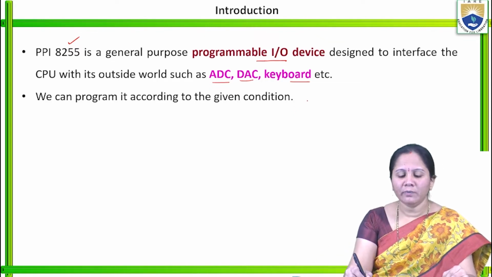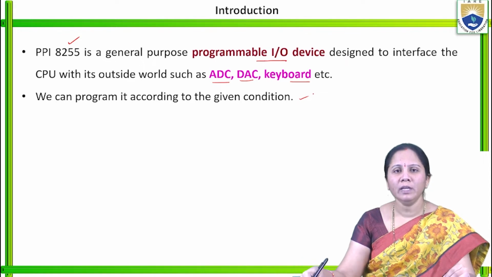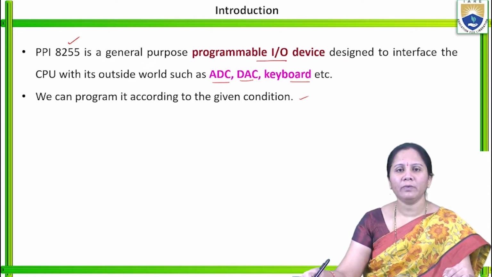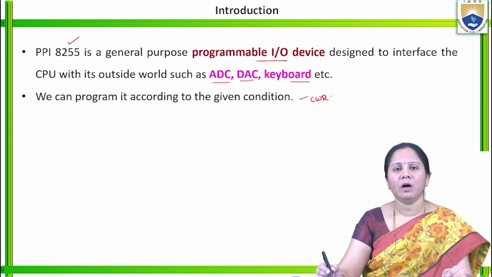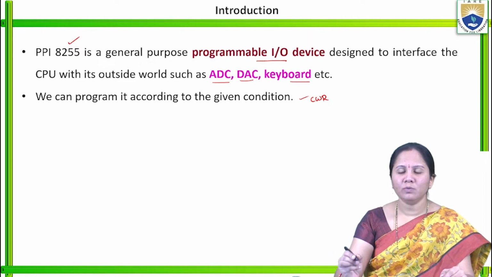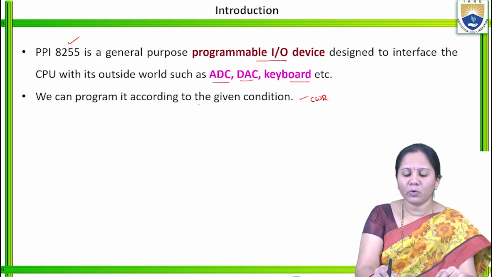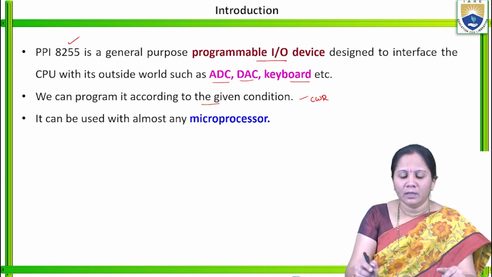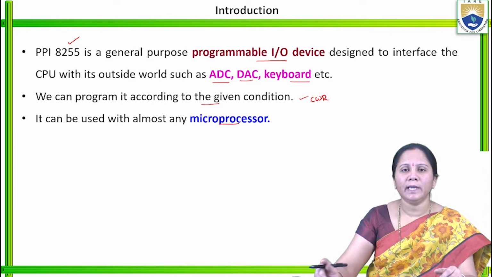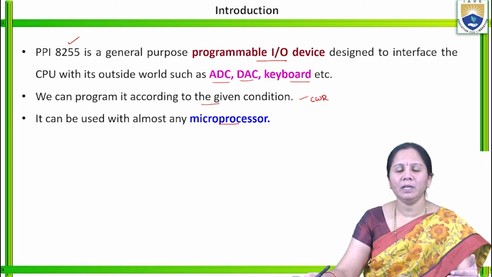And here we can program it according to the given condition. Why? Because in this 8255 IC, we have one important register which is called CWR, Control Word Register. Using that control word register, we can program that IC for any condition. And so it can be used with almost any microprocessor, so it is a compatible IC. We can use this 8255 IC to connect different I/O devices, not only for 8086, we can also use it for the 8085 microprocessor.